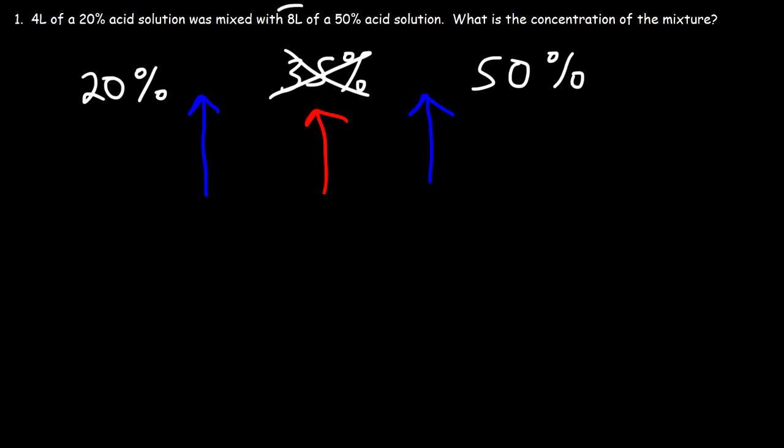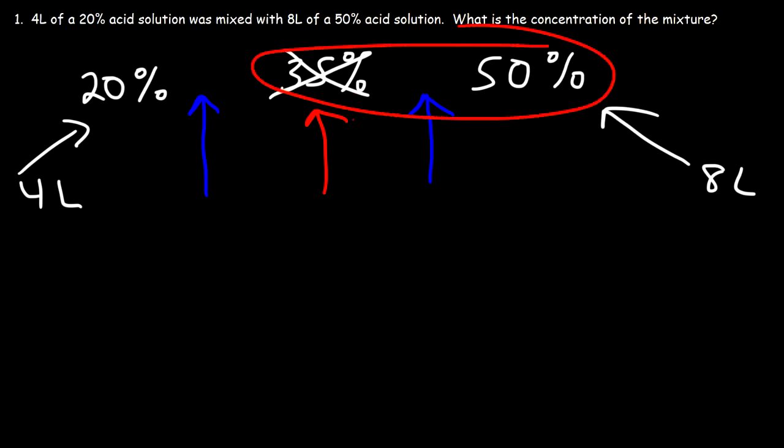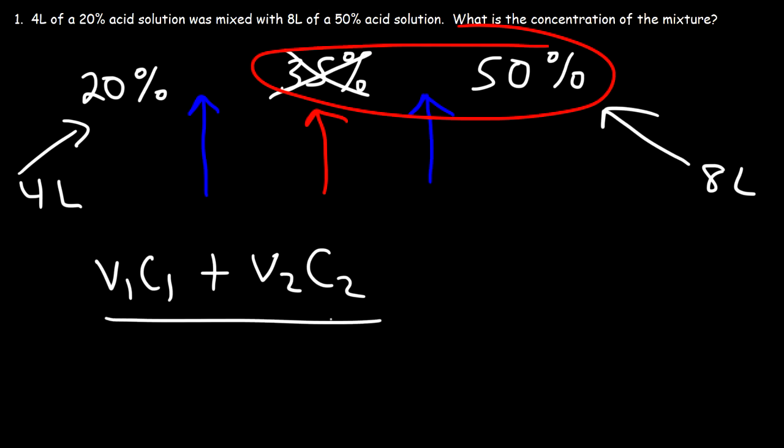Notice that we have more of the concentrated solution. Because we have more of the 50% solution and less of the 20% solution, it stands to reason that the average will be somewhere between 35 and 50. So let's see if we can get that answer. Now what we need to do is calculate the weighted average. In this case, the weighted average is going to be the volume of the first solution, which is 4 liters, times the concentration of the first solution, plus the volume of the second solution, which is 8 liters, times the concentration of the second solution, which is 50%, divided by the total volume.